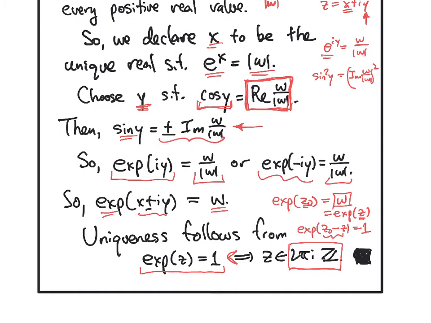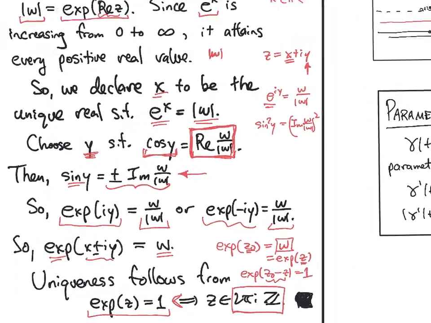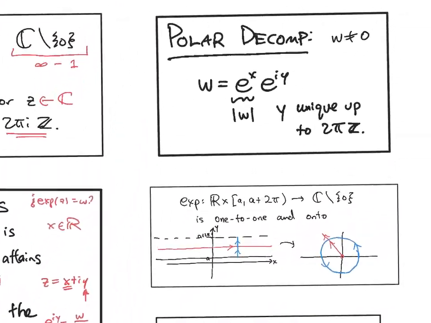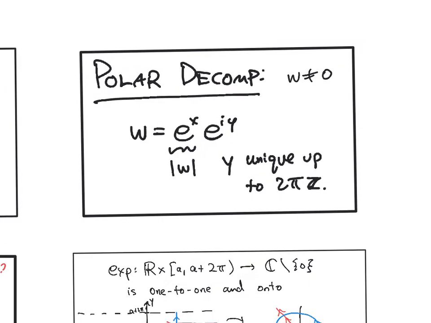So this proves the main statement. One of the things we get out of this is the polar decomposition, which I've written in an exponential form. If I have a non-zero complex number, I can always write it as e to the x. Usually you'd write this as r, but it's just a positive number, times e to the iy, and again, y is unique up to 2 pi Z in this case.